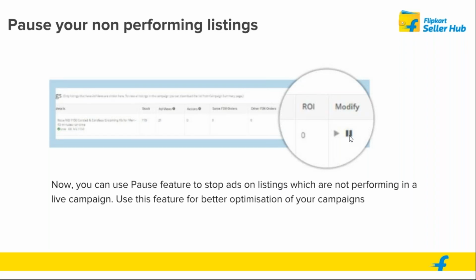Say for example, the campaign is running and you find that, of the 5 products I'm advertising, one of them is not performing well. Rather than stopping that whole campaign and creating a new campaign again for those 4 products, you just go and pause that one product which is not performing. And the campaign still continues for the rest of the products which are performing.